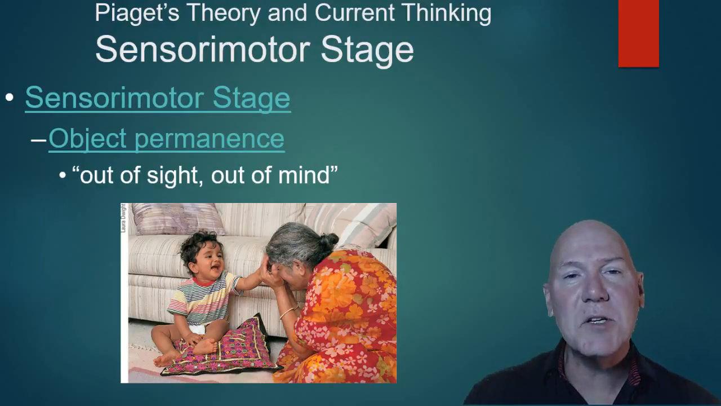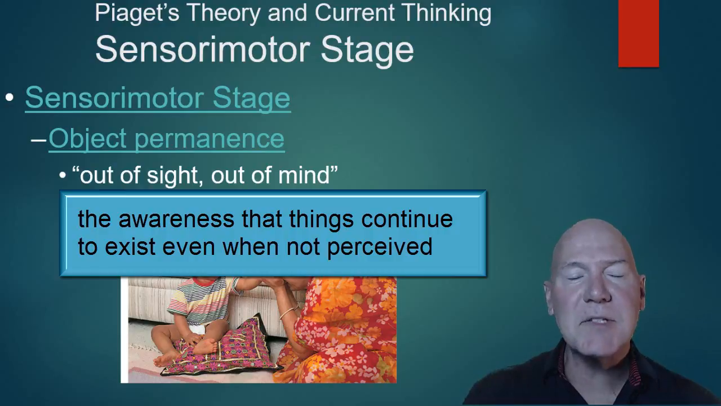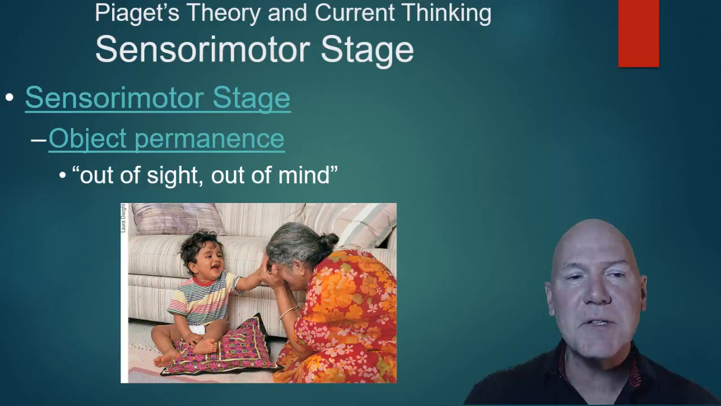One of the markers of this, and it usually starts to go away at about 6 months, is called object permanence, which is out of sight, out of mind. Before the child develops object permanence, if it has a pacifier in its mouth, for example, and drops it, and it goes underneath a blanket, it's like it never existed. He didn't know it was there, or she didn't know it was there.